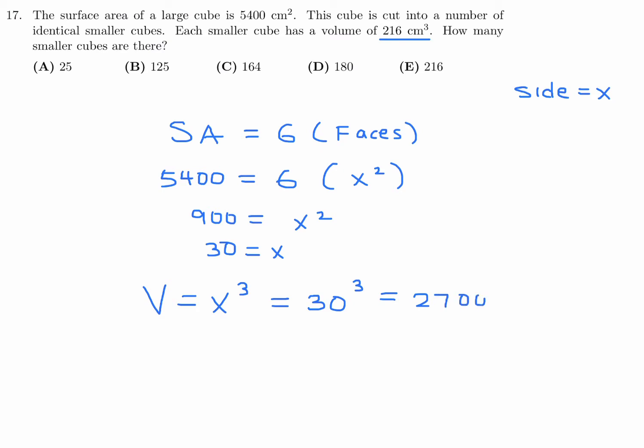And that's 27,000. So 27,000 is the volume of the big cube, and they've broken it up into small cubes that have each a volume of 216. So to figure out how many of those small cubes, you take 27,000 and divide it by the volume of each of those. And if you do that, you get 125. So number 17, the answer is B.